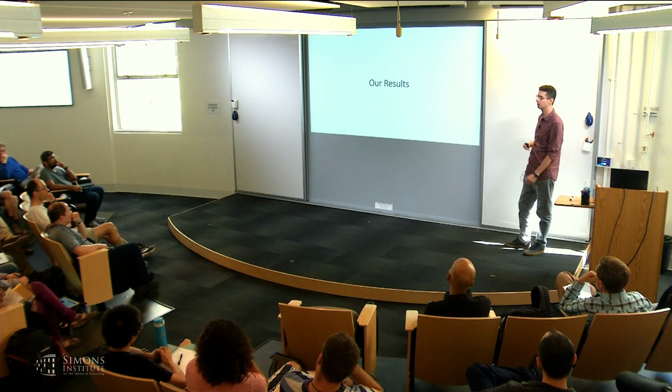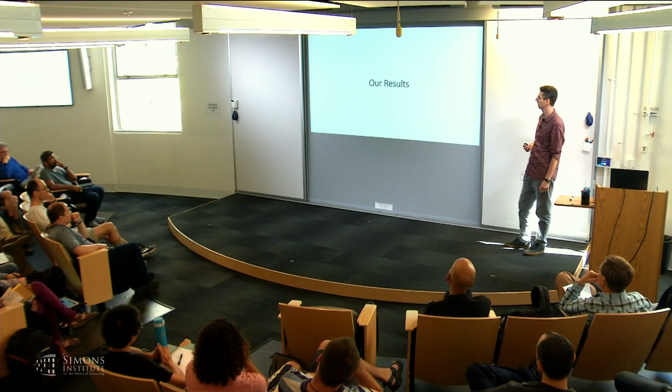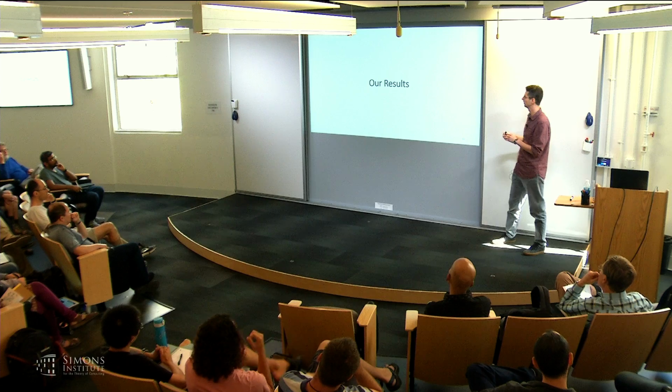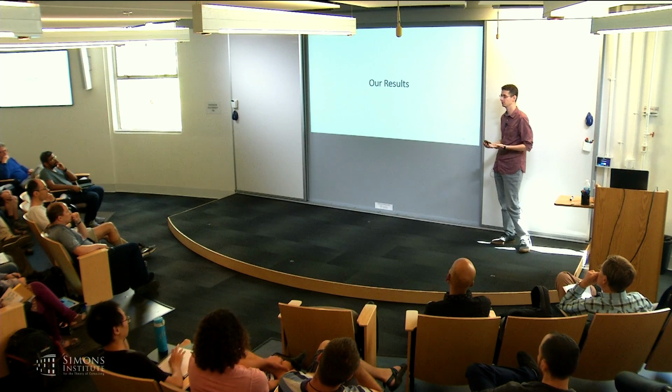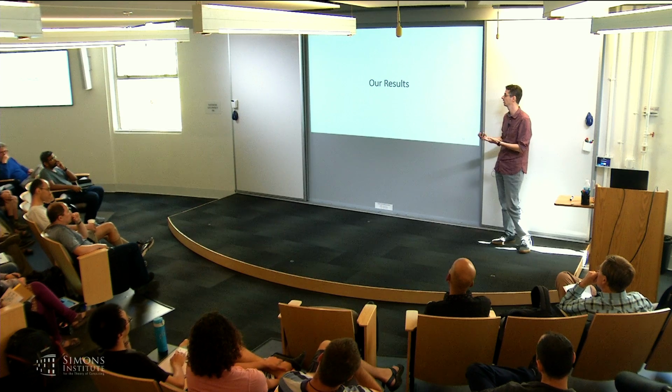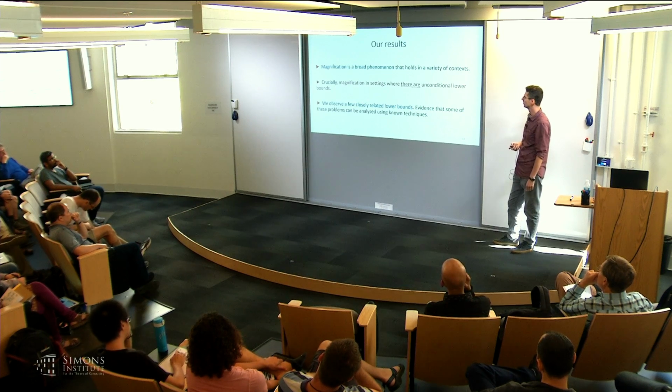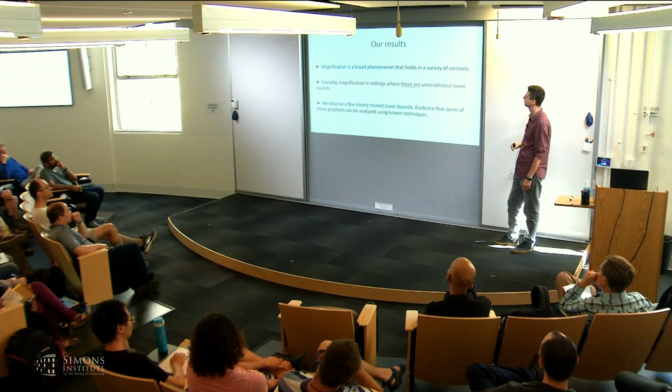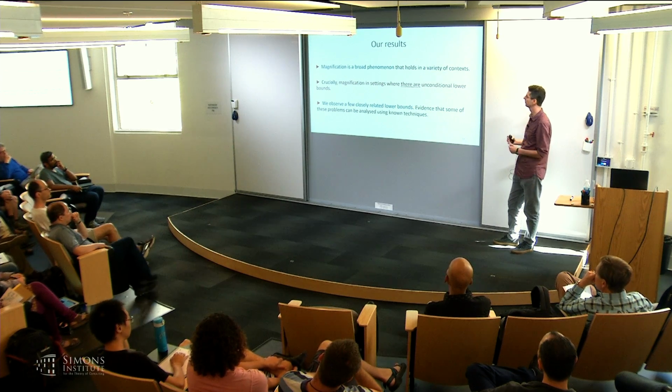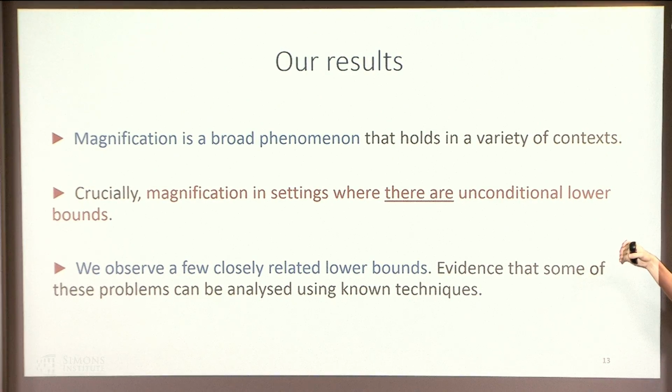Okay, so now let me tell you about some new results in the setting of circuit complexity, in some scenarios where we do have lower bounds. These are new magnification theorems that seem to be closer to the lower bounds we currently have in complexity theory. Our results give a few examples of magnification theorems, and crucially, these results are in settings where we do have unconditional lower bounds. In this work, we don't know yet how to prove lower bounds for the problems where we have magnification, but we will observe that there are closely related lower bounds for other problems.